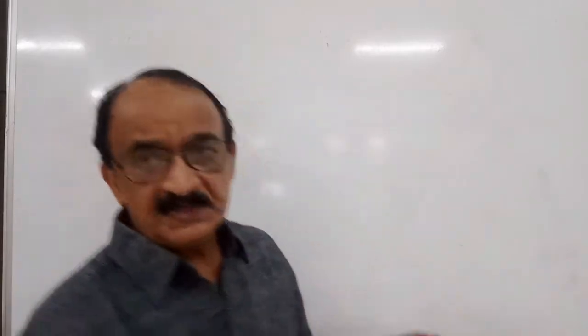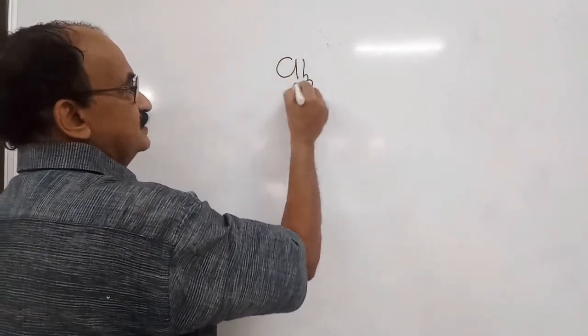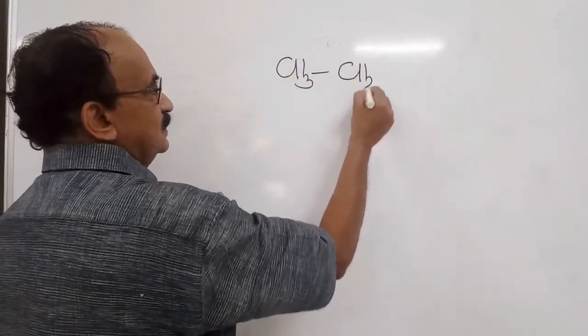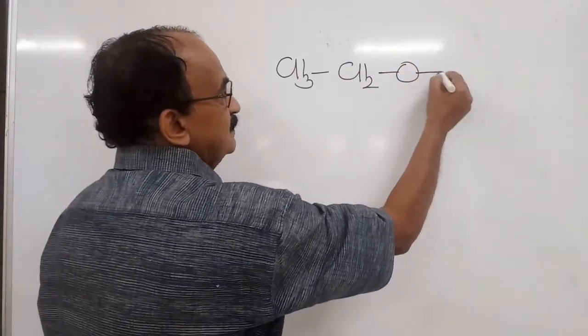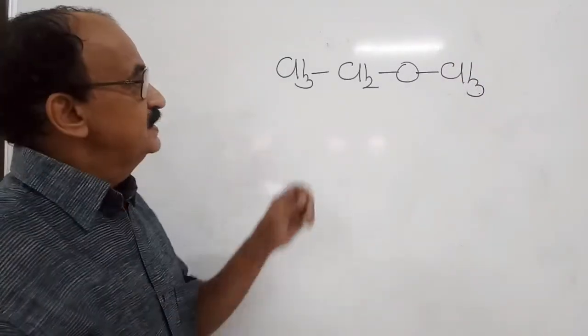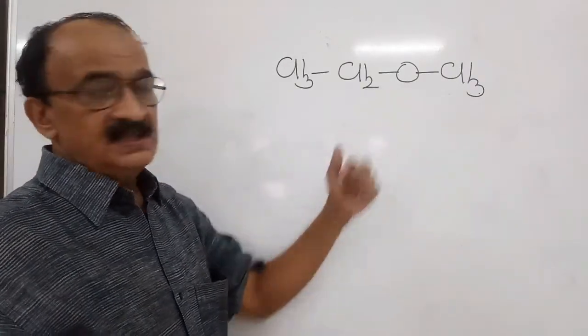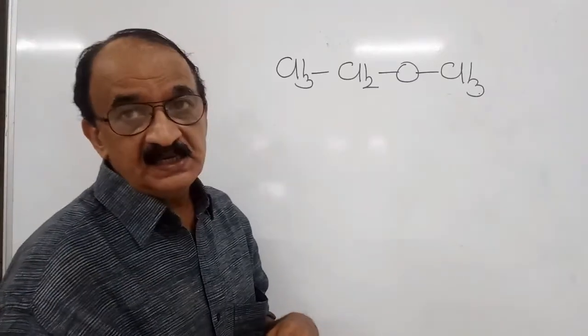Well, my students, we can start discussion of the interpretation of NMR spectrum. I shall give one by one. First compound, that is CH3, single bond CH2, single bond O, single bond CH3. Right? That is ethyl methyl ether. See how many signals it gives.